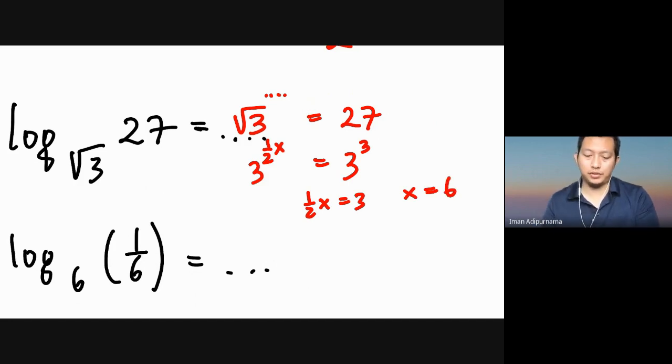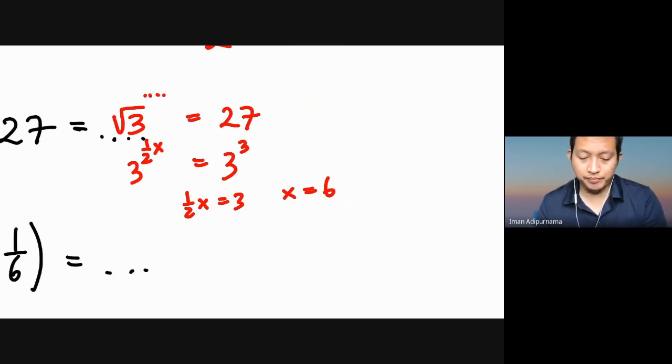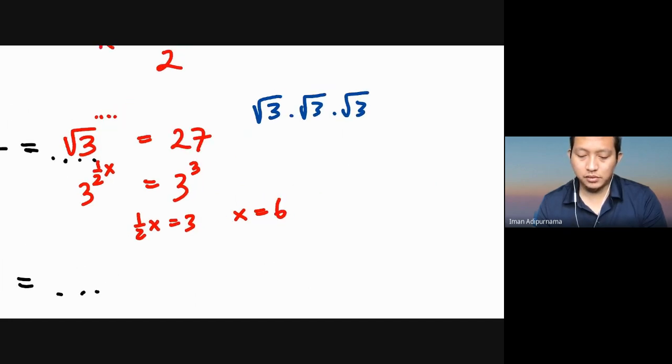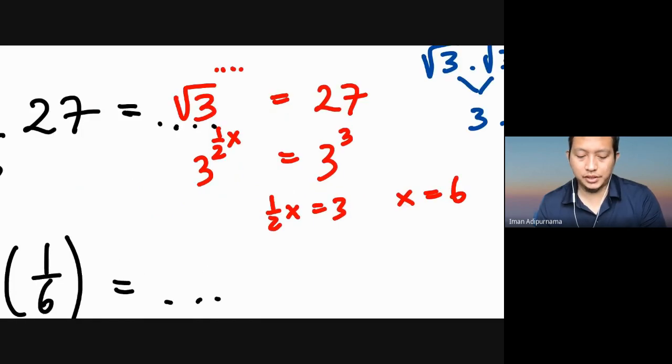Okay. If you want to look at the process in a more direct approach, how many times do you need to multiply the square root of 3 to get 27? You need 6, right? Because this will result in 3, and 3, 3, 3 results in 27. So you have 6 times. But I think if you are just making the form as exponent power, that will be a faster approach, right?